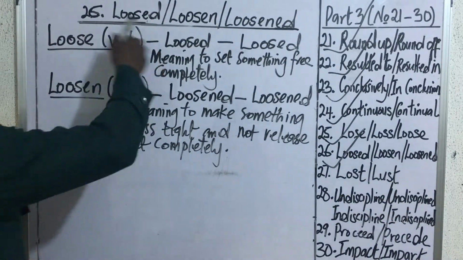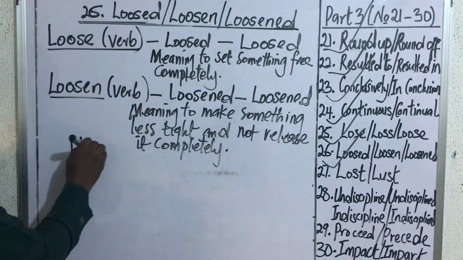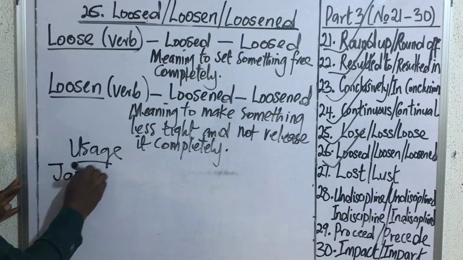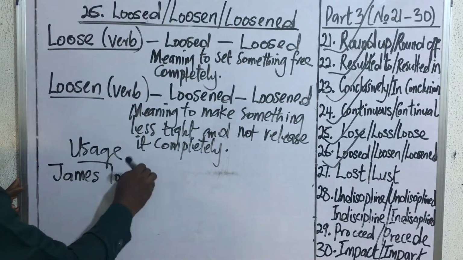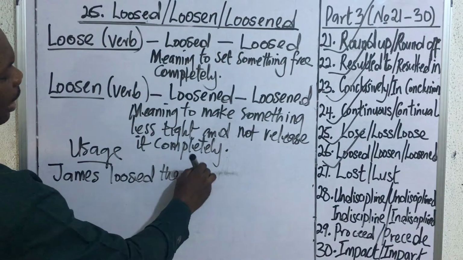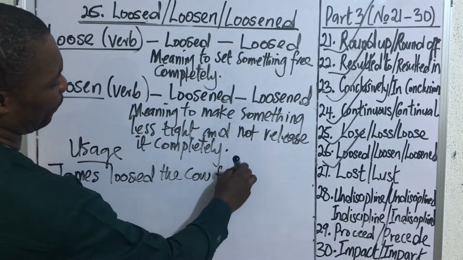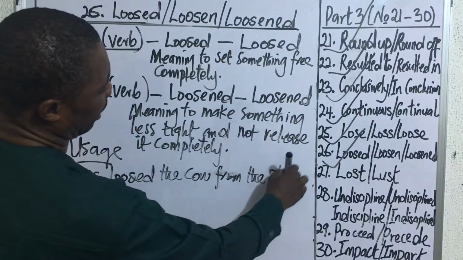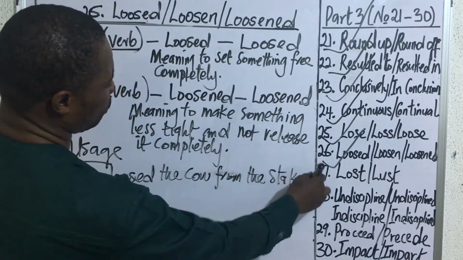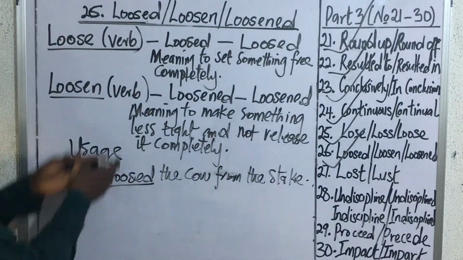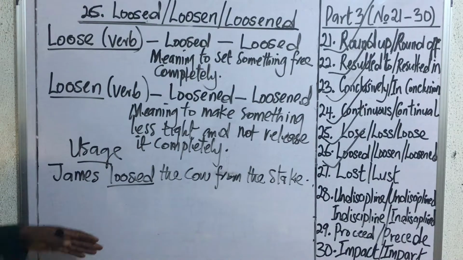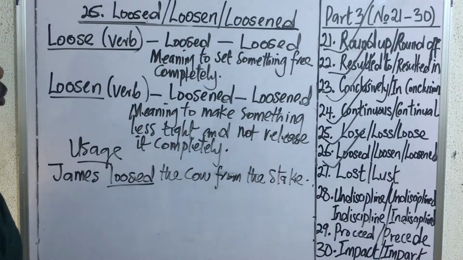Now let's look at the usage of this word. We can say James loosed the cow from the stick. This one means James broke the cow completely free and released it to let it go.